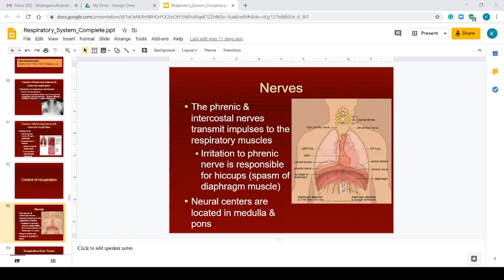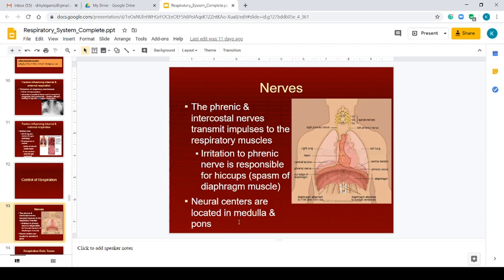So the phrenic nerve and the intercostal muscles and intercostal nerves transmit the impulses to the respiratory muscles. All right? So irritation of the phrenic nerve is what's responsible for a hiccup. What a hiccup is, it's a spasm of the diaphragm muscle. Okay? So that phrenic nerve is a cranial nerve. All right, so neural centers are located in the medulla and the pons.